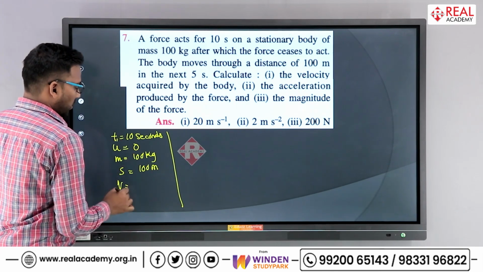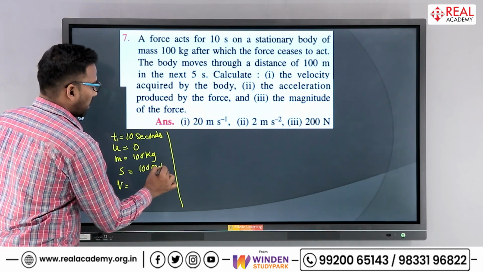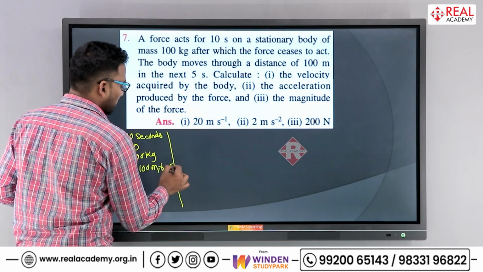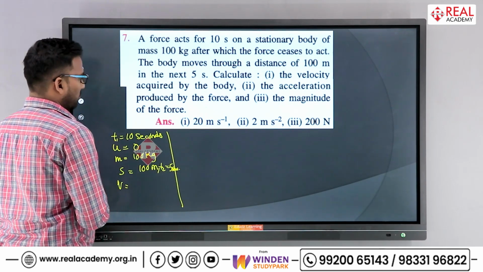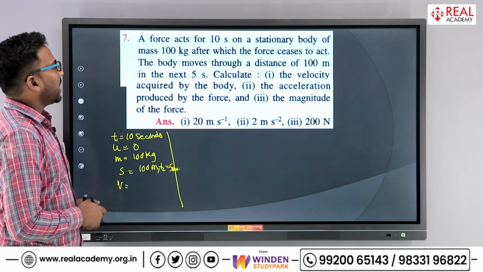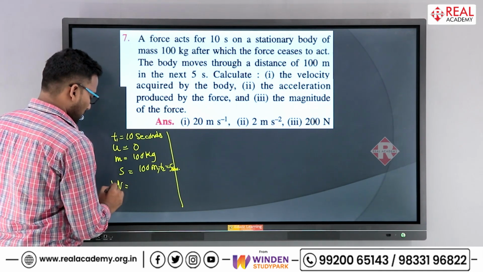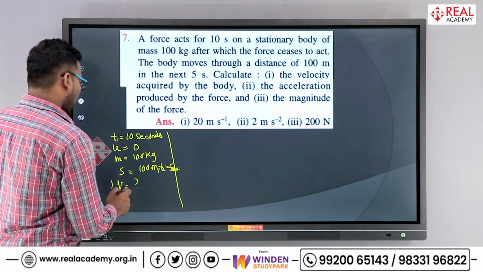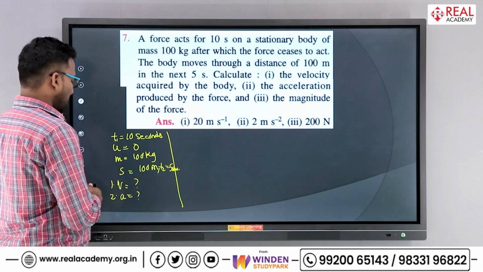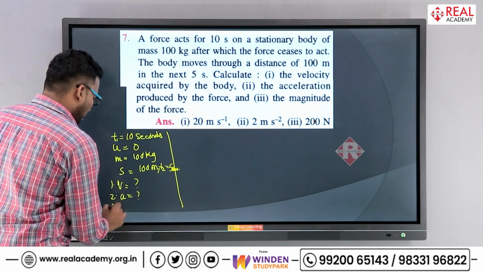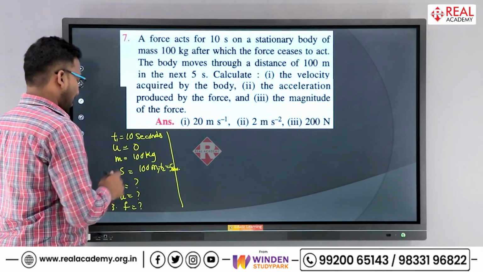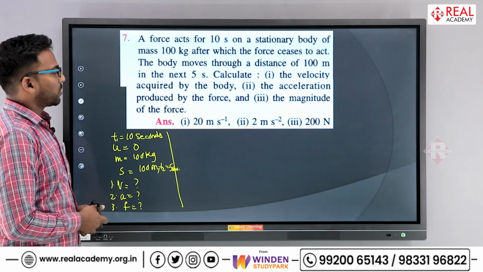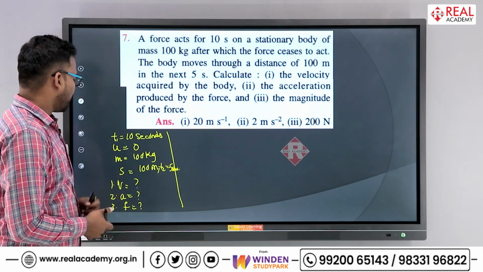Suppose this is T1, 10 seconds, and T2 they have given is the next 5 seconds. They are asking us to find the velocity acquired by the body. First one, velocity acquired by the body. Second one, acceleration produced. And the third one, magnitude of force. We need to find velocity, acceleration and force. So shall we start?